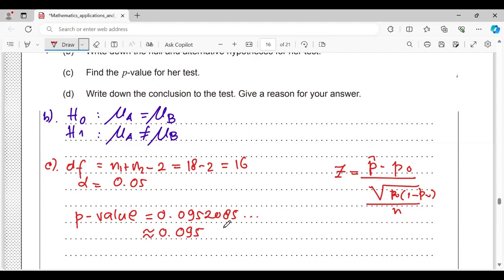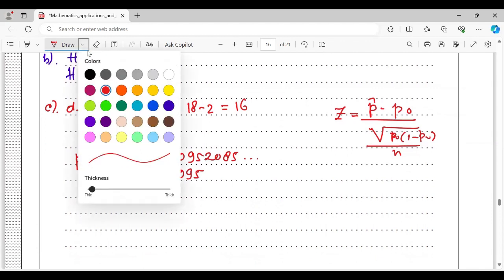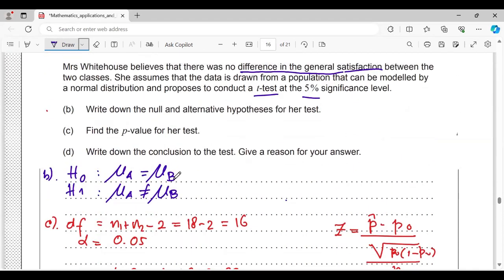Later I will create an explanation video about this material, on how we calculate or determine the p-value using the t table and z table. Okay. Next, D. Write down the conclusion to the test. Give a reason for your answer.